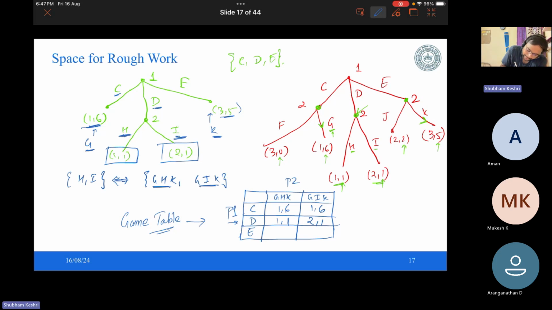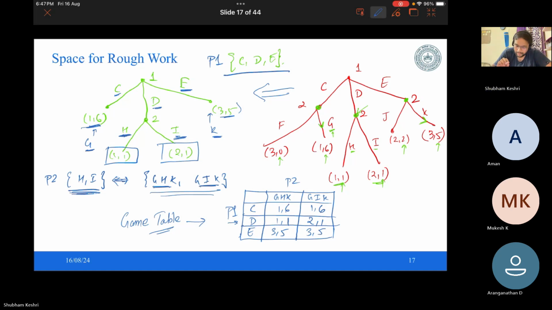Similarly, when player 1 is playing E and player 2 is playing GHK, then the utility will be 3,5, and for this also 3,5. Is this all right? You see, we have discussed a lot of things. First, we have reduced this game. Then we have defined the strategies for player 1 and player 2. We said that either you can write like this or like this. Now, for this reduced game, we have drawn the game table, and currently we are standing over here. If this is okay, then we can just proceed a little further.